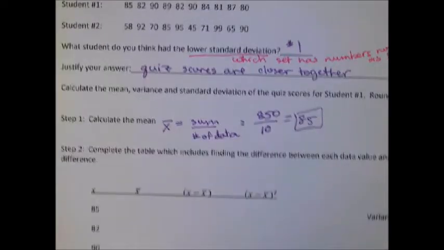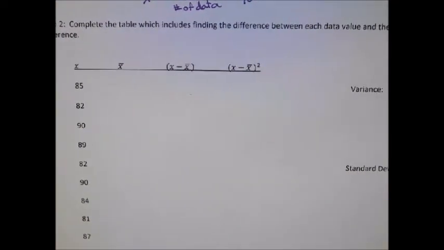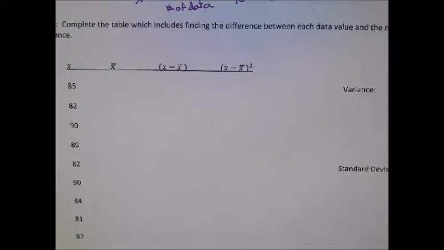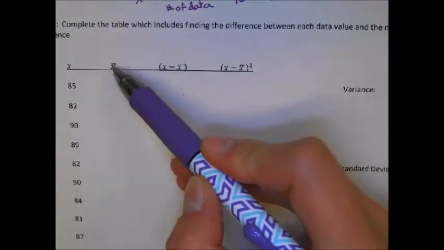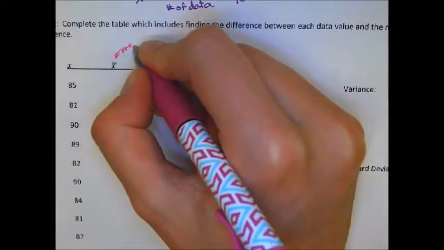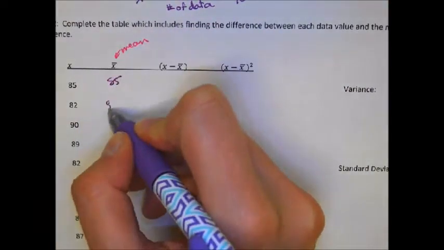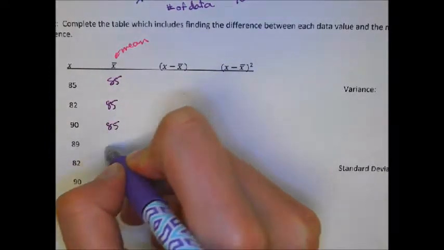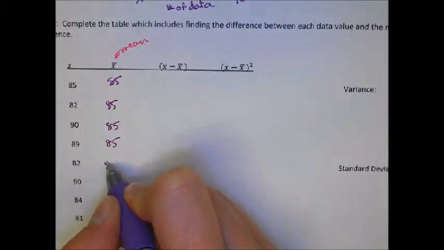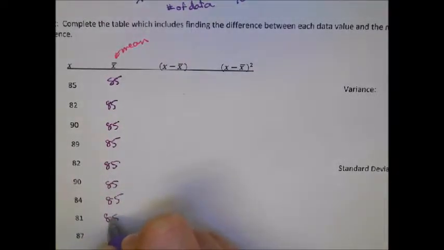Let's go ahead and complete the below table, and this will help us find the variance and standard deviation. So here I read X bar. What is X bar? X bar is our mean. So let's write that down here. We're going to write 85, 85, 85, 85, all the way down.